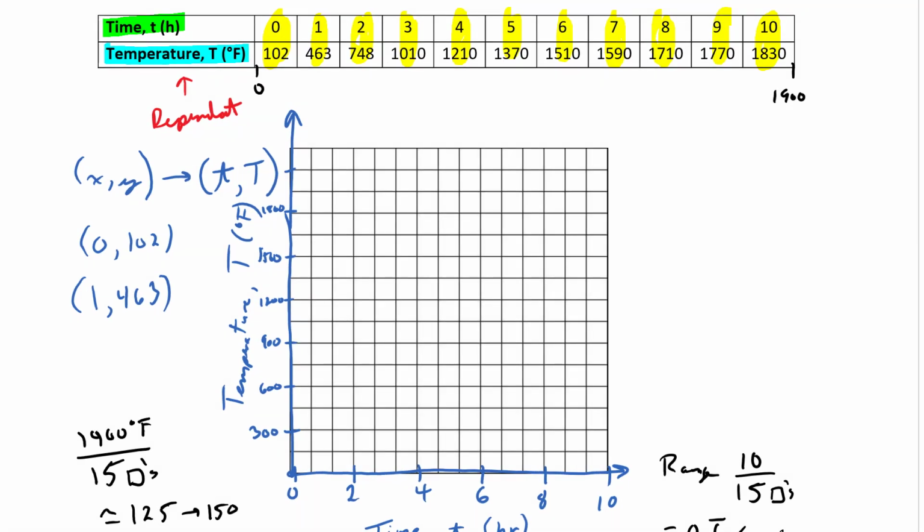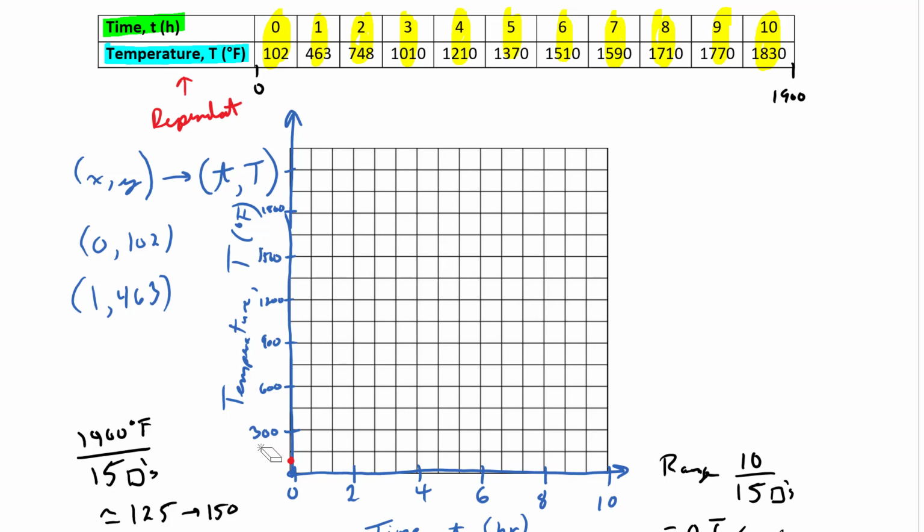First data point now, 0, 102. So on my horizontal axis, I don't move anywhere. This is time 0. This is when the experiment begins. So it appears the oven was already at 102 degrees when we started the experiment. 102, notice we have to do our best guess. Here, this would be 150. So 102 is going to be somewhere about 2/3 of the way up, right there.